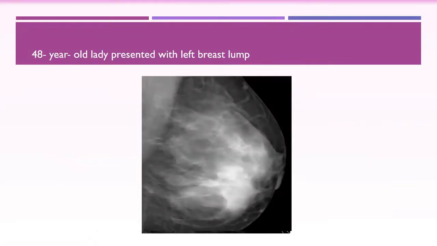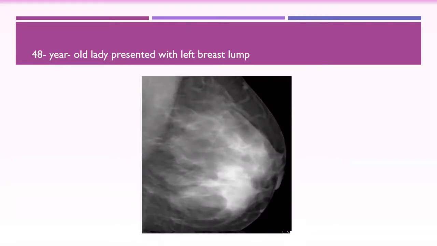What are the findings in this image? It shows, in the inferior aspect of the breast, anterior part, a hyperdense mass, which could be an asymmetry. Unless it fulfills the criteria of a mass, you call it an asymmetry.